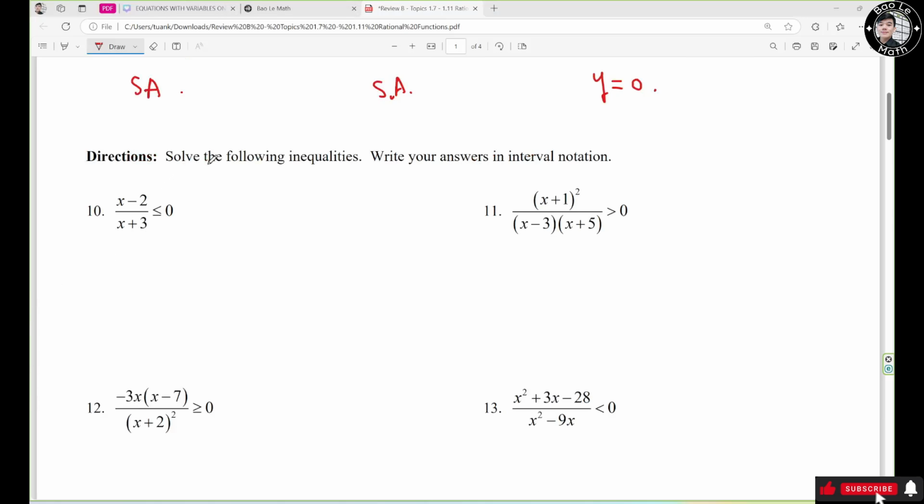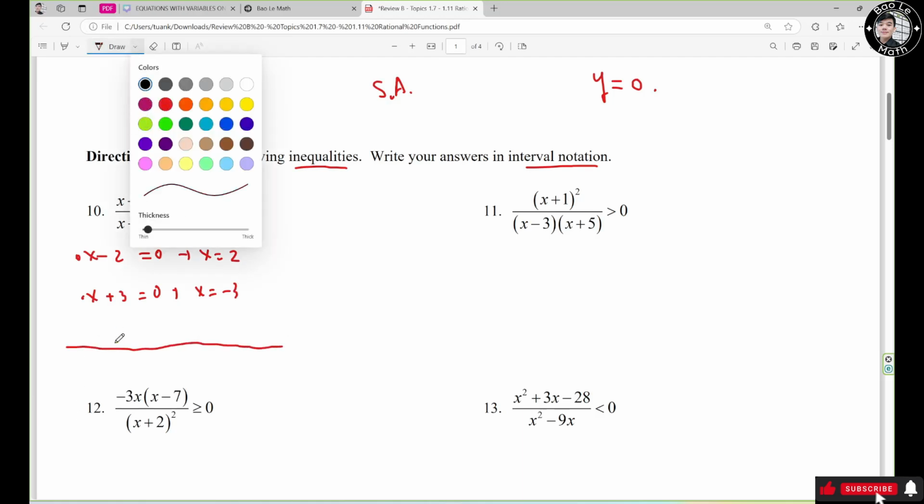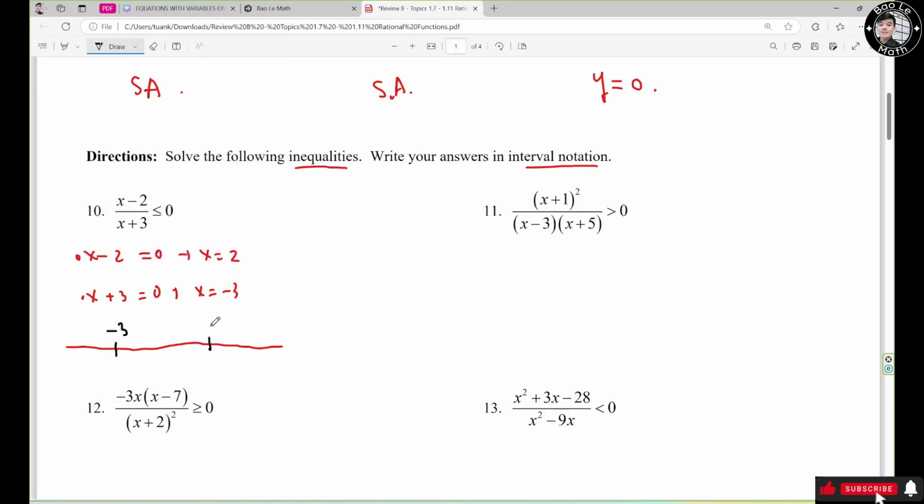Now, solve the following inequalities. Write your answer in interval notation. First, you need to find the zeros of the numerator and denominator. So s minus 2 equals 0, so s equals 2. Second, s plus 3 equals 0, so s equals negative 3. Now put these on the number line. Negative 3 goes first, then 2. On the right-hand side put positive infinity, and on the left-hand side put negative infinity.